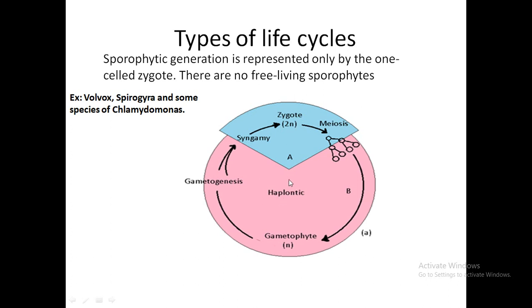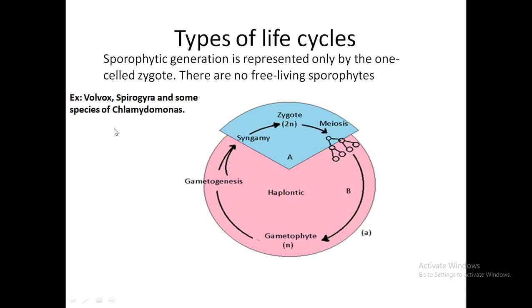Now, in case of haplontic life cycle, sporophytic generation is very short. Sporophyte generation is represented only by the one-celled zygote, because zygote is the only structure which is diploid here. And there are no free living sporophytes. They are developed within the gametophyte, so they don't have a free living existence. They are totally dependent on the gametophyte.